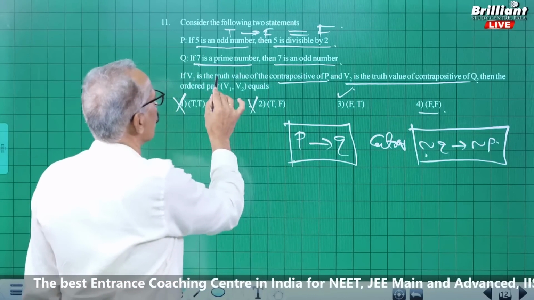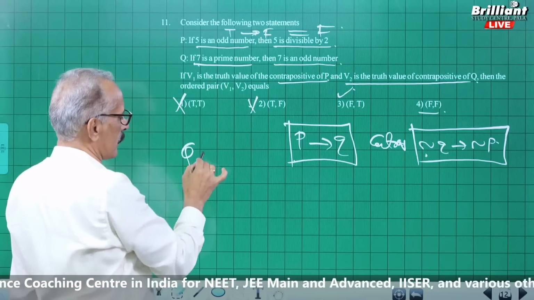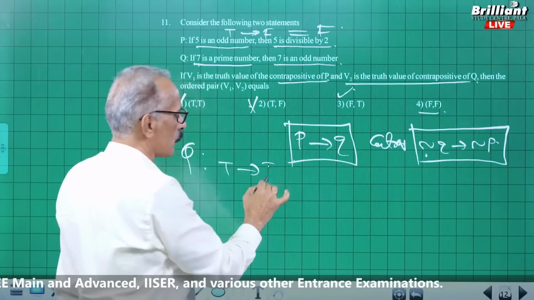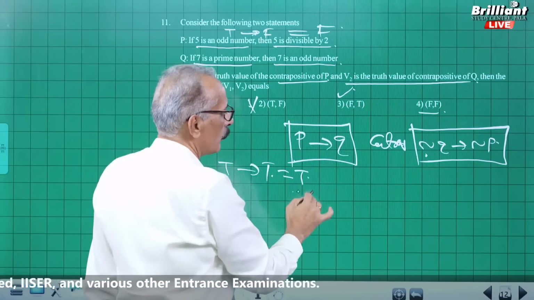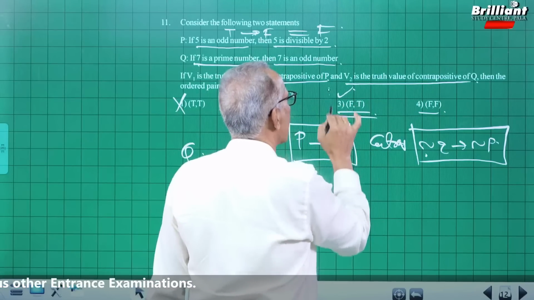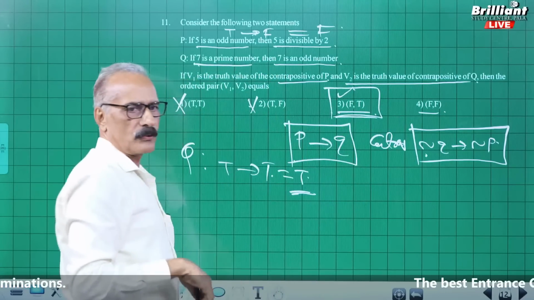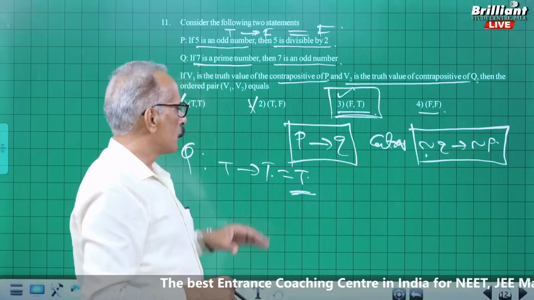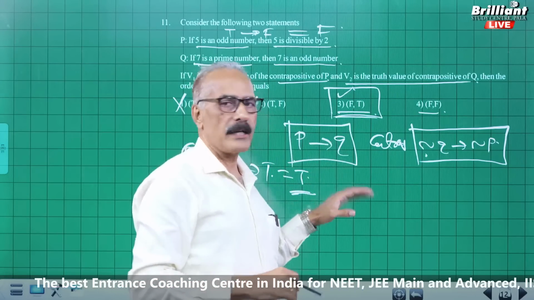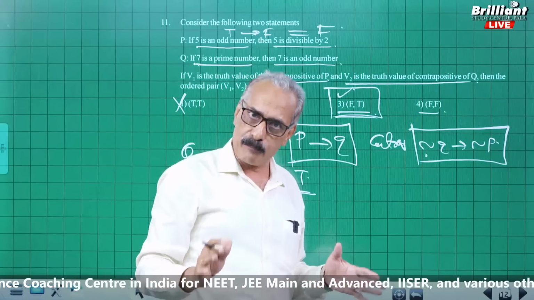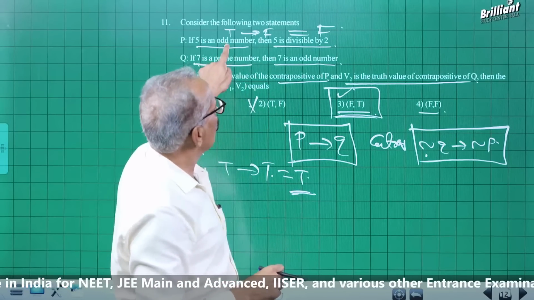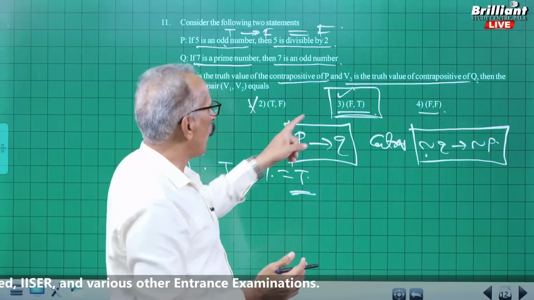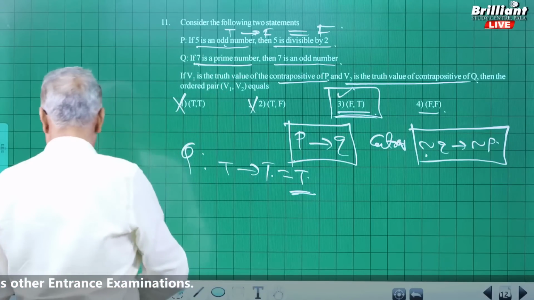Now on to Q. 7 is a prime number, that is true, implies 7 is an odd number, that is also true. So that is equal to true. Therefore, false and true is your answer. Your answer is false, true. There is no need of finding out the contrapositive, so the truth value of if-then is the same as the truth value of the contrapositive. So this is true implies false, that is false. True implies true, that is true. Now false, true will be this. Fine. On to the next question.